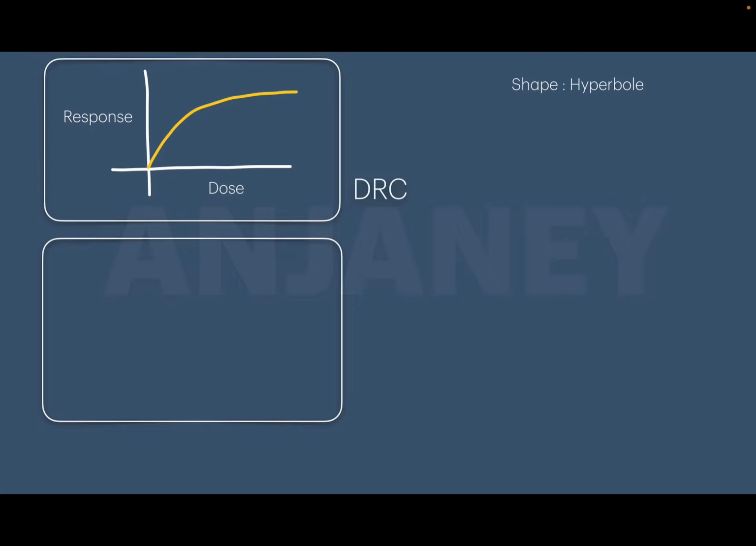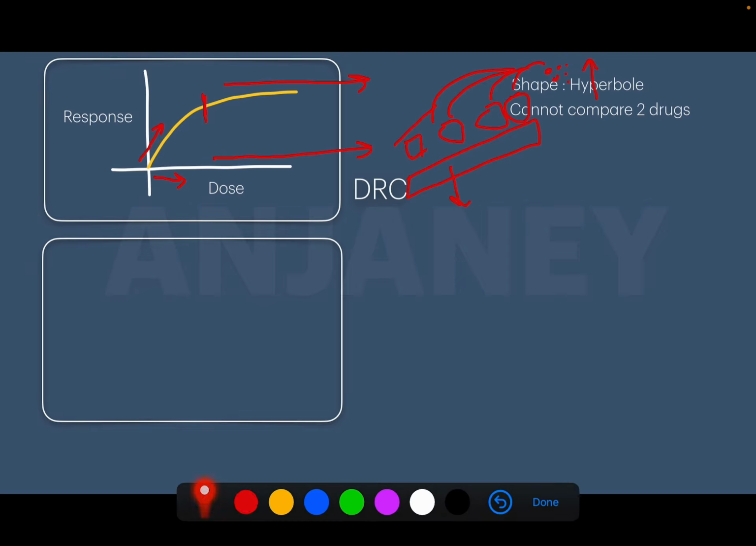So this type of curve is called the dose response curve. The shape is a hyperbola and it cannot compare two drugs. Why? Because there is no straight line. We need a graph which has a straight line to compare two drugs. Done? And it's not used clinically.